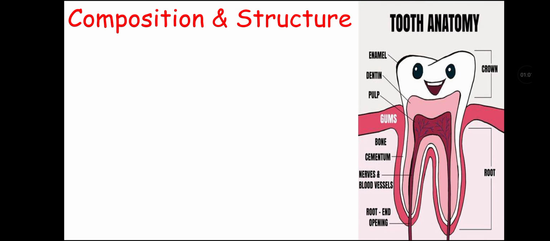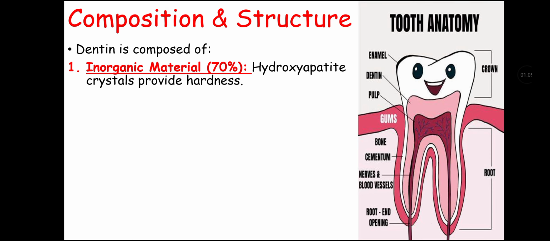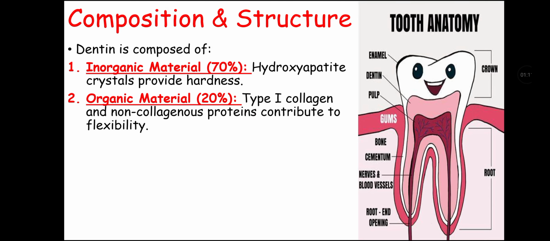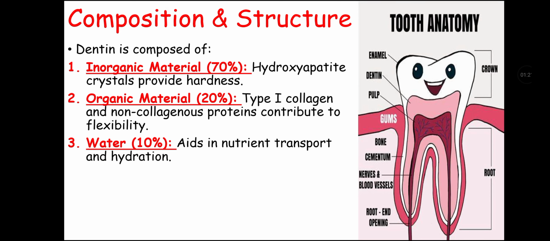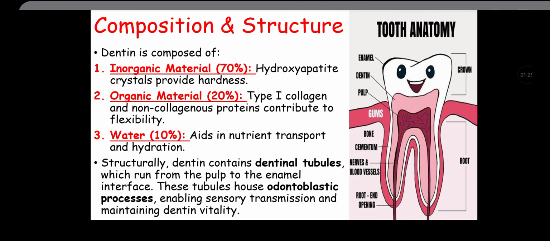Now let's talk about composition and structure of dentin. Dentin is composed of inorganic material that is 70% and includes hydroxyapatite crystals that provide hardness. Organic material that is 20% and it includes type 1 collagen and non-collagenous protein that contributes to the flexibility of dentin. And water that is 10% that aids in nutrient transport and hydration.